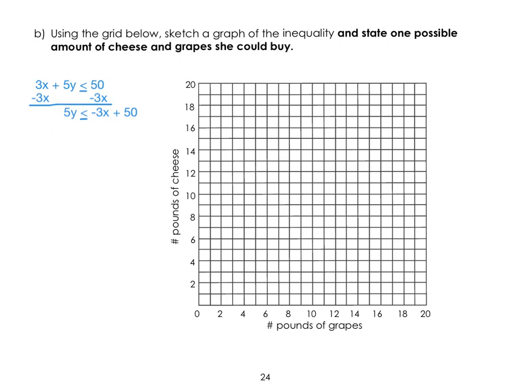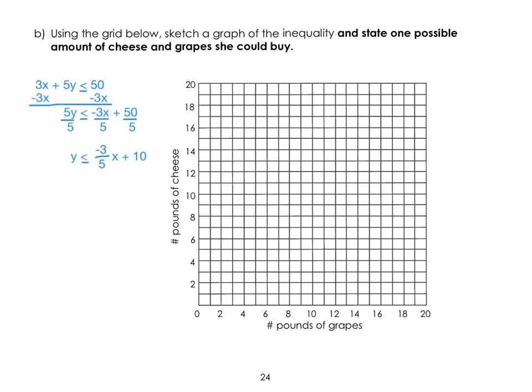The negative 3x and the 50 are not like terms, so they cannot be put together, so I just put it in negative 3x plus 50, and then we need to divide all the terms by 5, so the y, the negative 3x, and the 50. And when we do that, we get y is less than or equal to negative 3 over 5x plus 10.